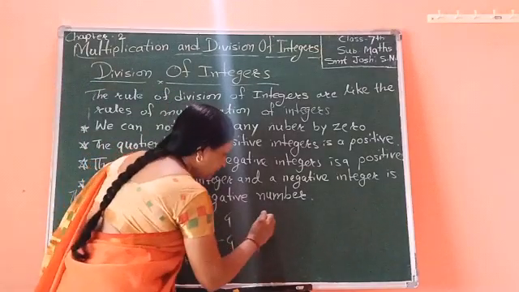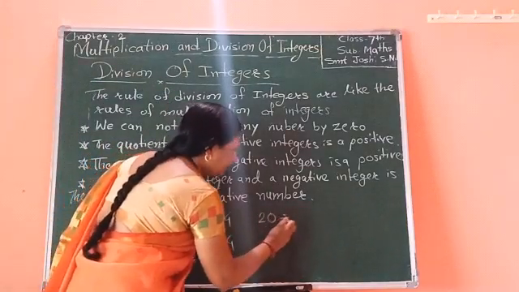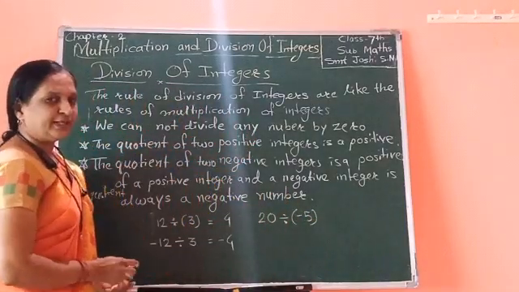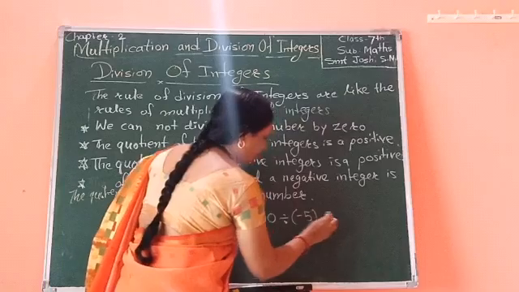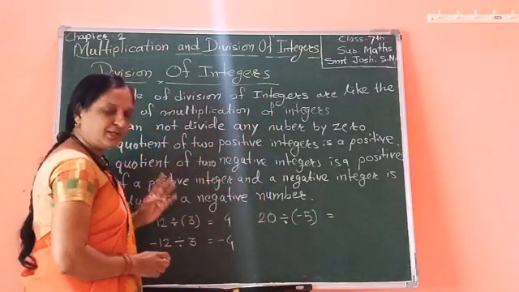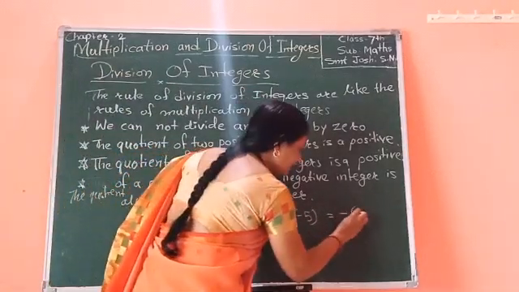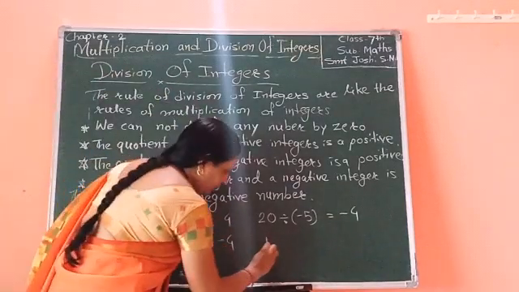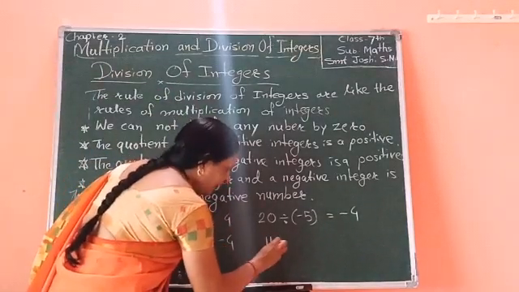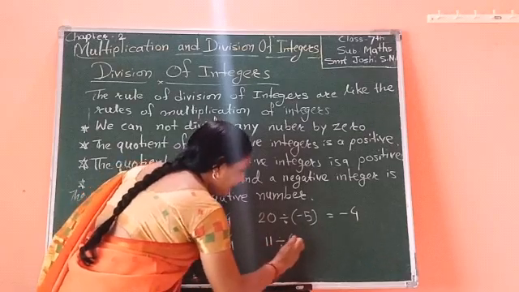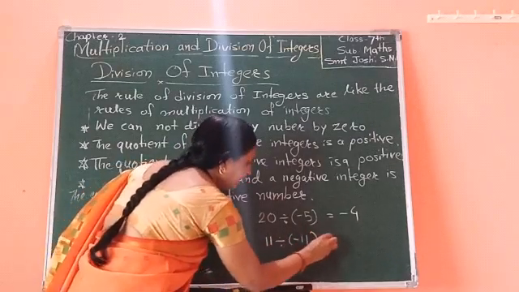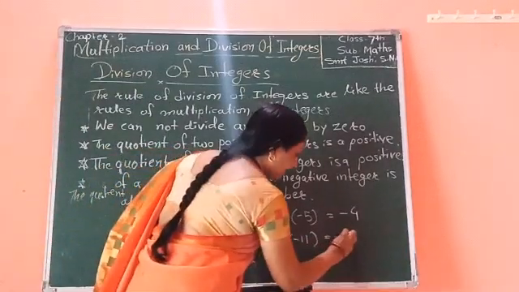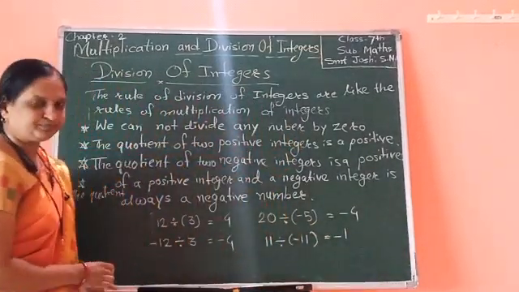Another example, 20 divided by negative 5. 5 4s are 20, so the answer is negative 4. 11 divided by negative 11. What is the answer? The answer is negative 1.